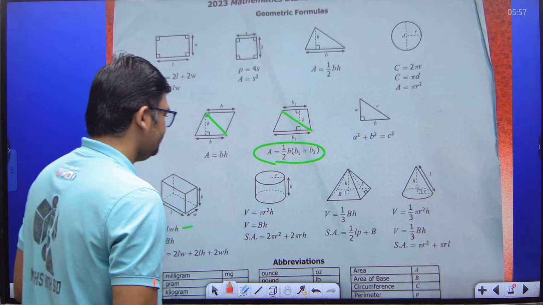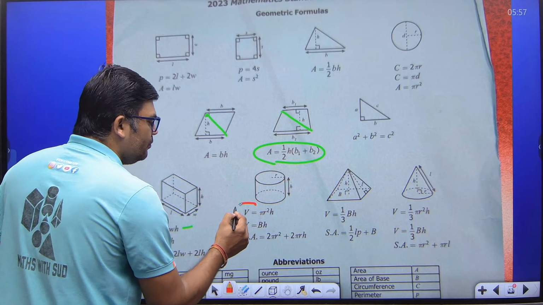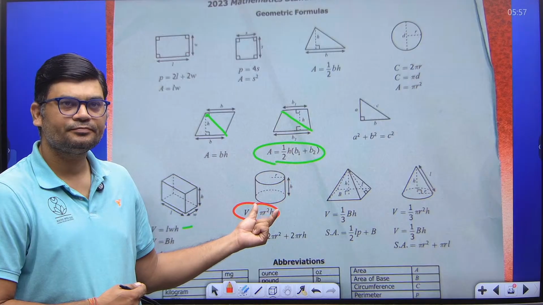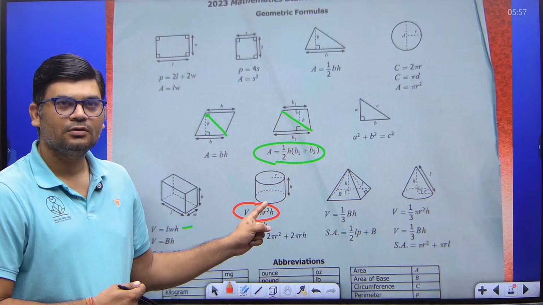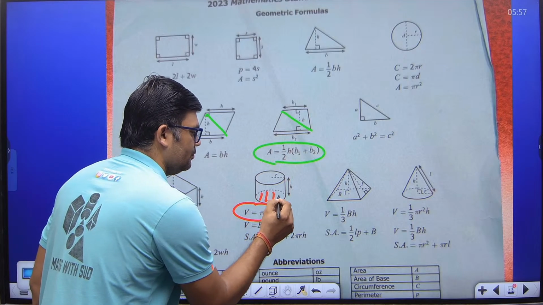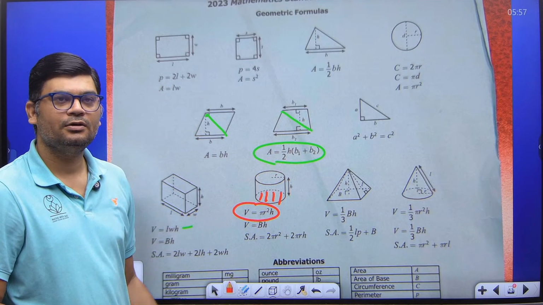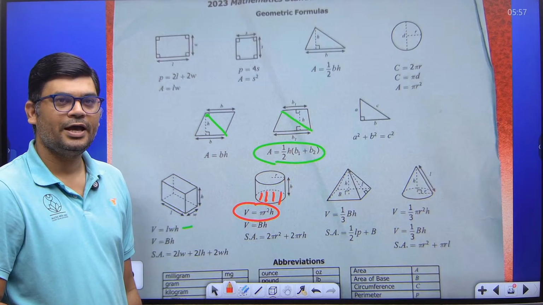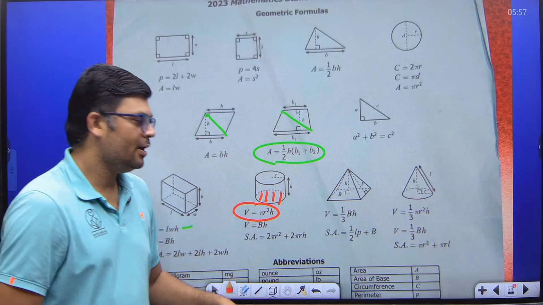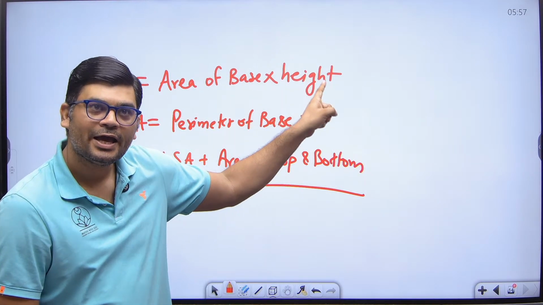Now see this, the cylinder. What is the volume? What is the base area? Can you tell me what is the area of the base? The area of the base would be pi r squared. And what is the height? H. So what will be the formula? Area of the base into height: pi r square h.